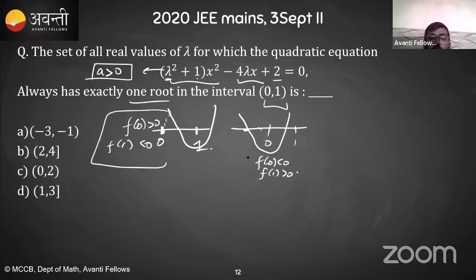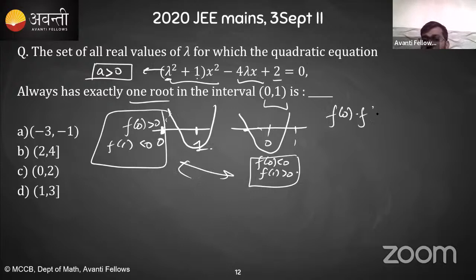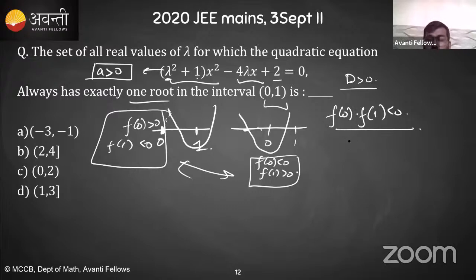So the cumulative result that is true for both the scenarios is that f of 0 into f of 1 is negative, right? And one more thing that we also have to check is that the discriminant should be greater than 0. Since exactly one root is lying between 0 and 1, the other root will lie somewhere else and then both roots will be distinct. So D greater than 0 is going to be our other condition. We will check both conditions and solve this question.